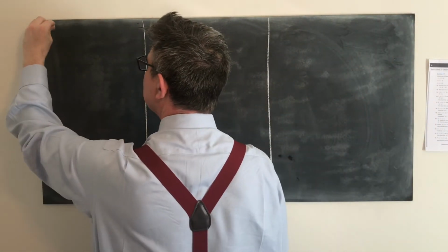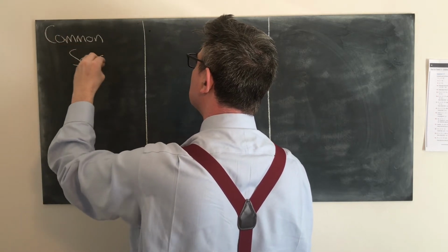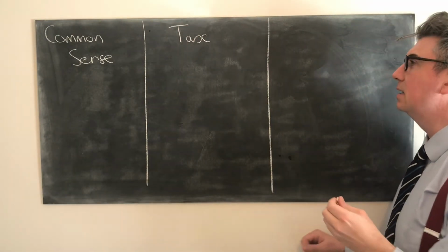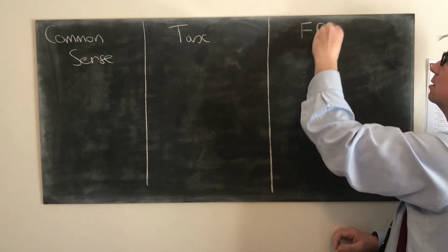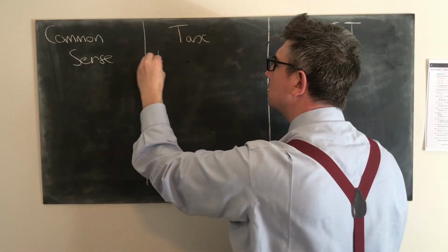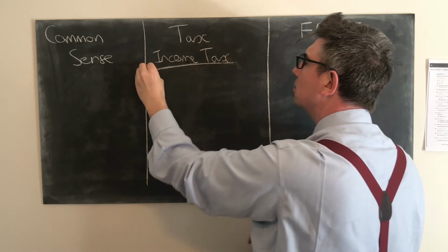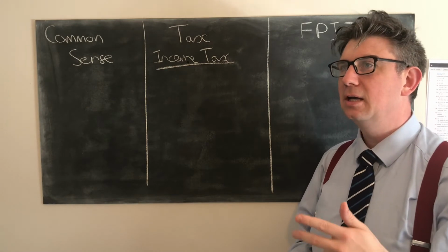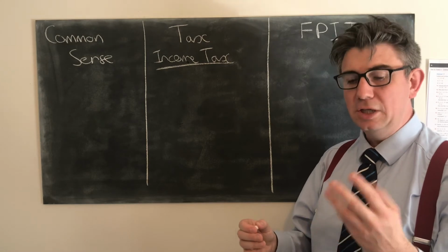So there is common sense. There's tax. And then there is FPIT. Specifically, I'm going to call tax here income tax. Now, income tax includes PRSI, PAYE, and USC. So you need to be able to deal with each of those three things.